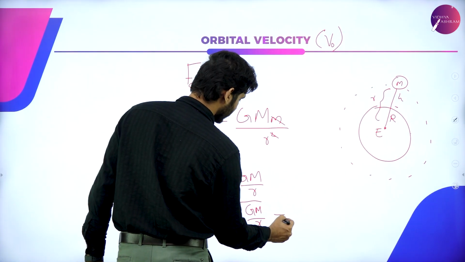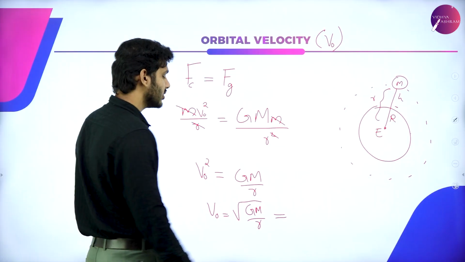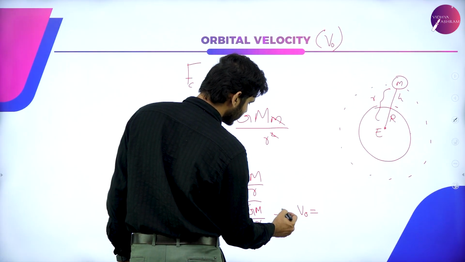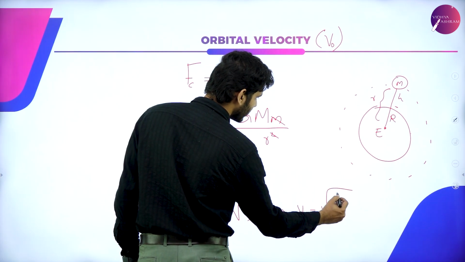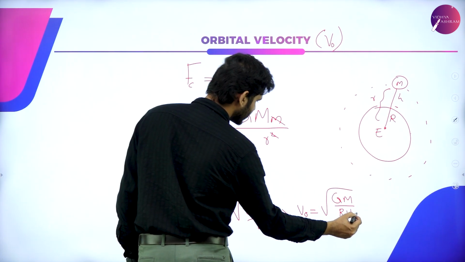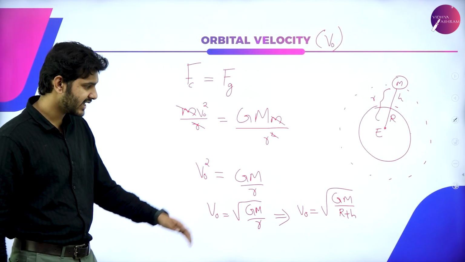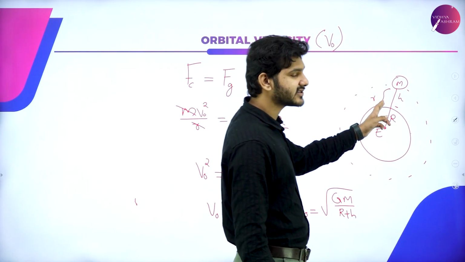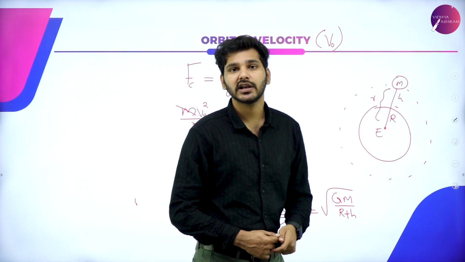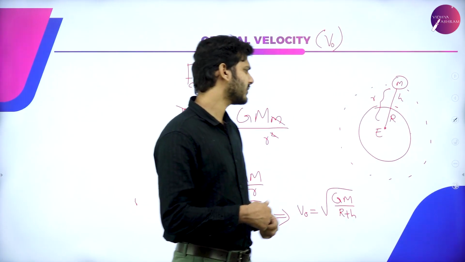So if you want, you can also use r plus h. If you're using r plus h, then you can write down V0 is equal to root of GM divided by r plus h, right, where h is the distance from the surface of the Earth till the satellite that is rotating or revolving around a particular point.